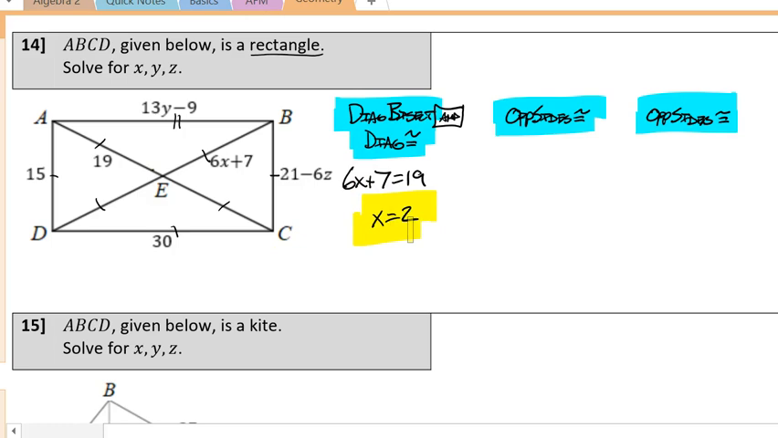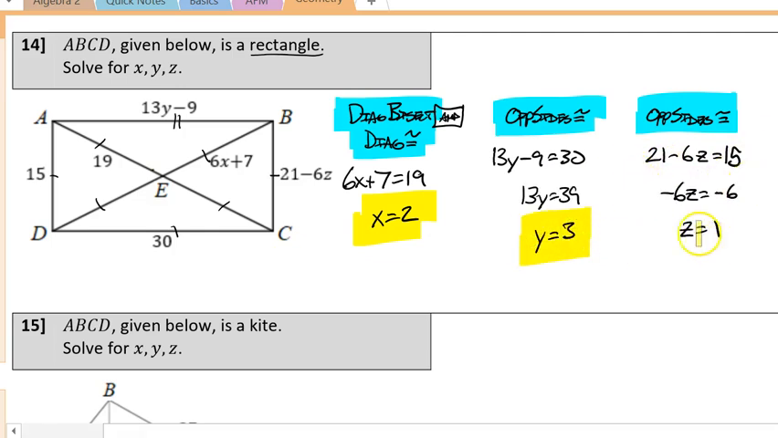Since we know opposite sides are congruent, we can set a relationship between 3y minus 9, set that equal to 30, and 21 minus 6z equal to 15. Once again, giving us two-step equations which we can solve. Add 9 divided by 13, subtract 21 divided by negative 6, giving us y is equal to 3 and z is equal to 1.